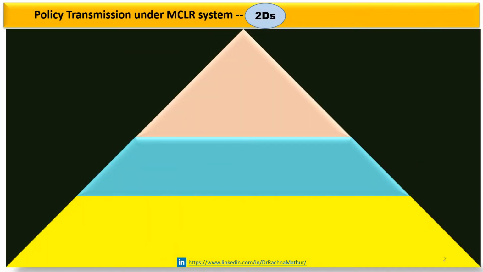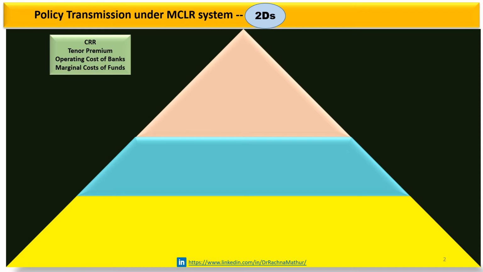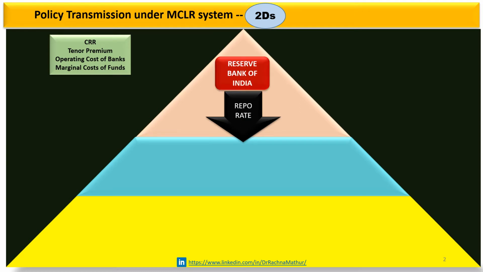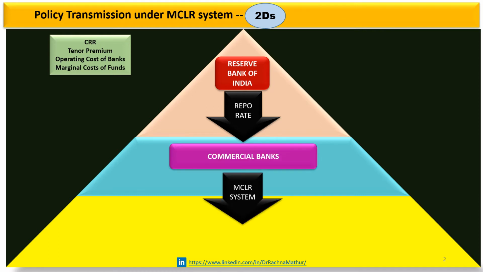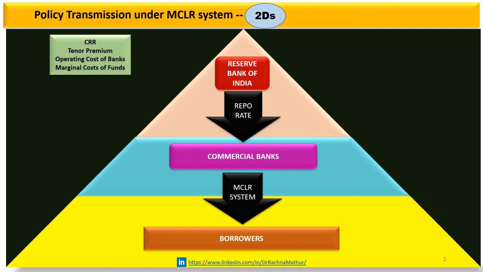So the policy transmission under MCLR ensures that the lending rates of the banks are revised on the basis of CRR, tenure premium, operating cost, and marginal cost of fund acquired by the banks. So any modification in the repo rate by RBI makes changes in the marginal cost of fund, and hence MCLR should change by the commercial bank instantly, so that the decrease in the rates would directly benefit the borrowers of the bank.